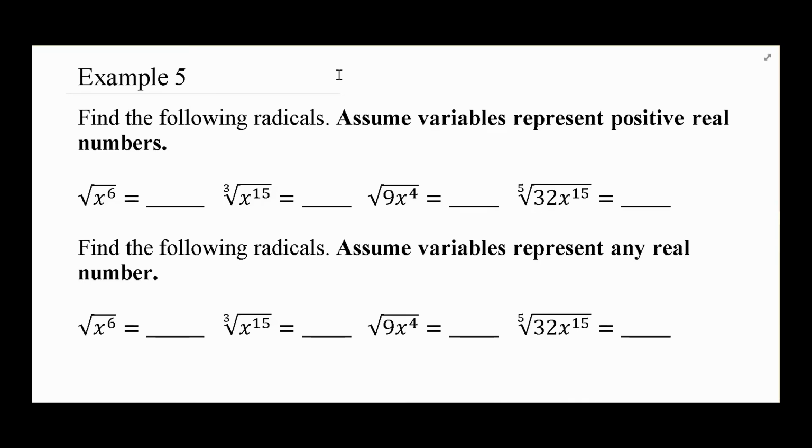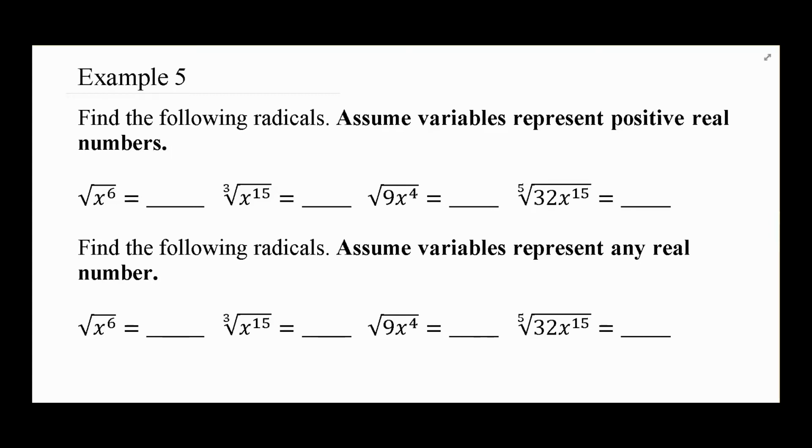So let's take a look here at example 5. What I want you to notice is that there's two separate sets of directions for the same problems. And this is really important, and this gets back to a note that I made at the beginning of this lesson where I talked about making sure to make flashcards for different directions so you understand what you're being asked for. So both of these sets of directions start off, find the following radicals. The first line says assume that variables represent positive real numbers, whereas the second line says assume variables represent any real number. So square root of x to the 6.